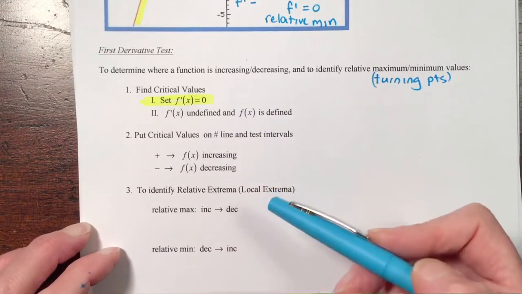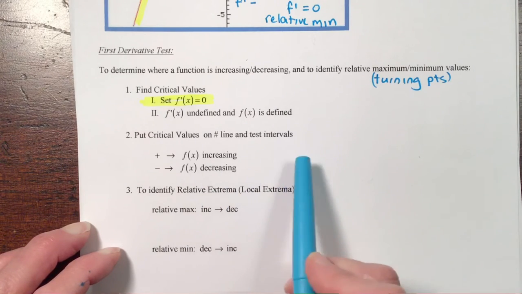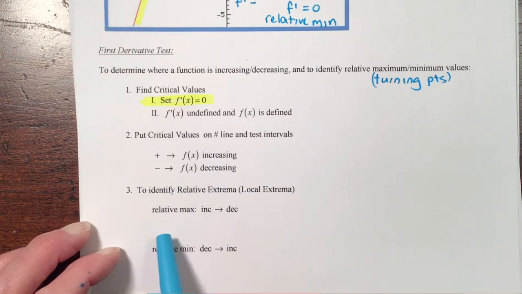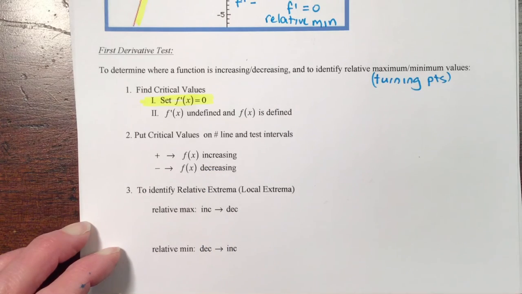After we find our critical values, we're going to put the critical values on a number line and test our intervals. And this is something we've been doing all year long, so it should not be that difficult. And then once we have our intervals tested, anything that has a positive sign means the function is increasing. Anything that has a negative sign means the function is decreasing.